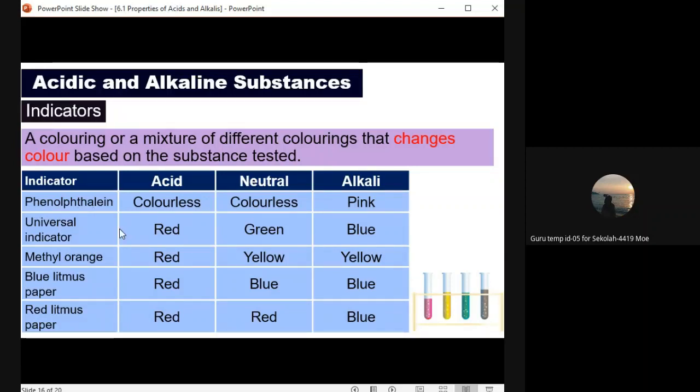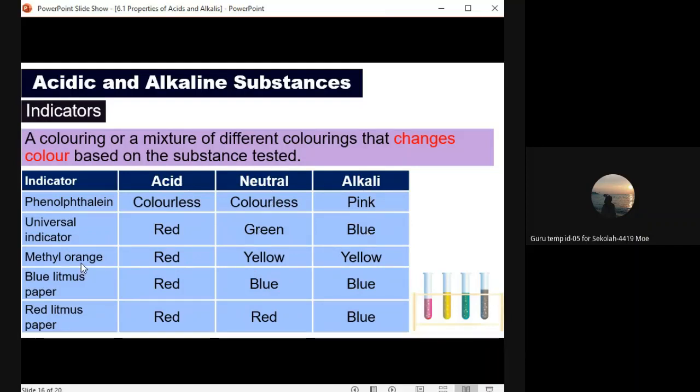rupa lah, right? So for other indicators such as phenolphthalein, okay, it will remain colorless if the substance that we test is acidic or neutral. But if you test it with alkaline substance, then it will turn pink. Okay, while universal indicator, okay, it will turn different color for different substances. Okay, like red for acid, green for neutral, and blue for alkali.